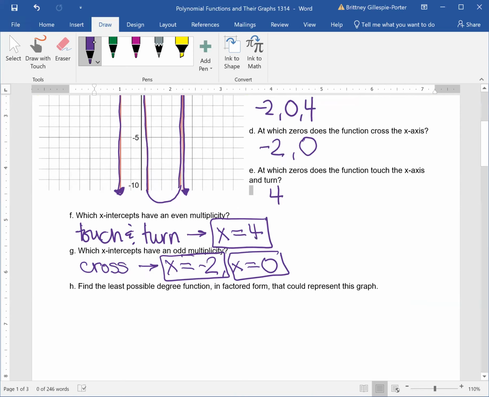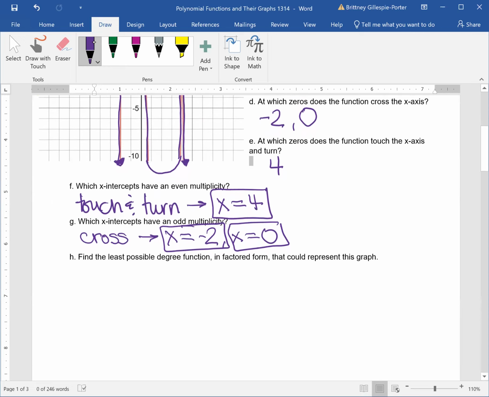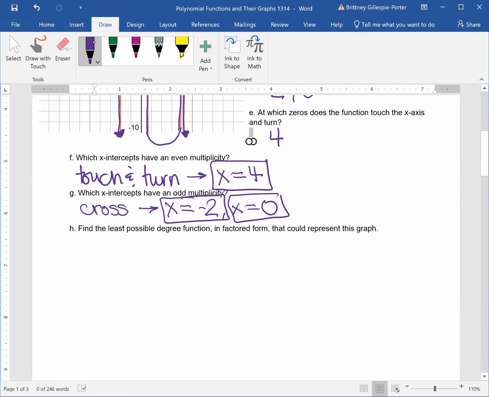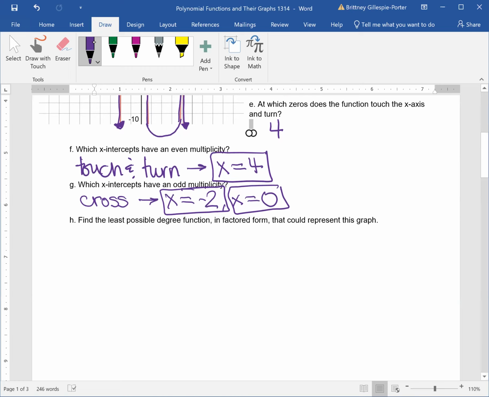The last part of this question is find the least possible degree function in factored form that could represent this graph. Okay. We had 3 zeros. We had x equal to 4. We had x equal to -2. We had x equal to 0. And we also said that our leading coefficient was negative.